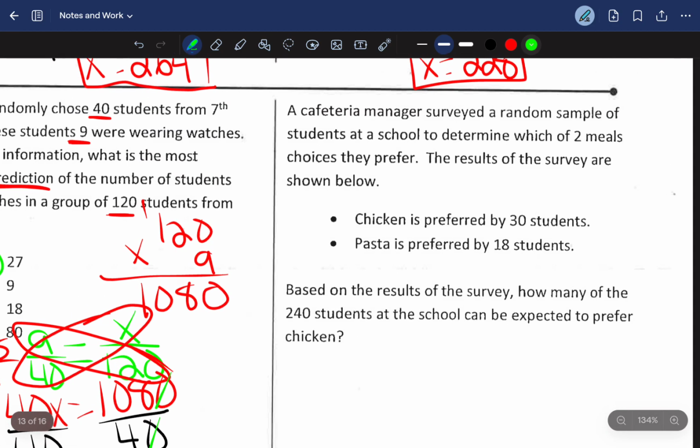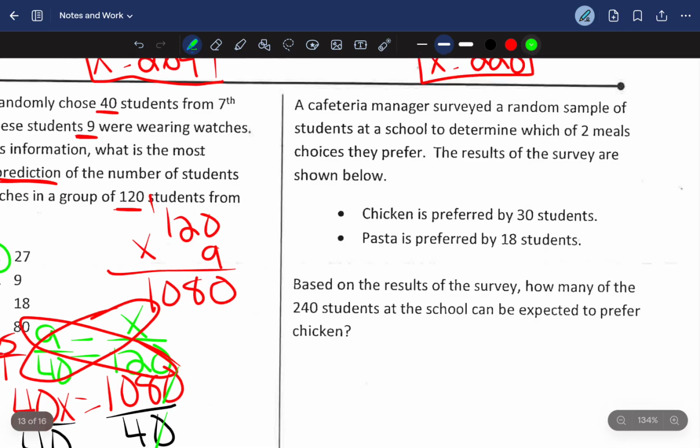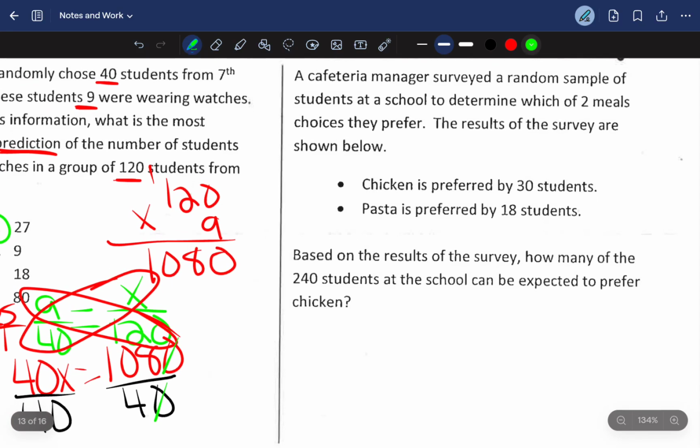Okay, next one. A cafeteria manager surveyed a random sample of students at a school to determine which of 2 meals they prefer. The results of the survey are shown below. Chicken is preferred by 30 students. Pasta is preferred by 18 students. Based on the results of the survey, how many of the 240 students at the school can be expected to prefer chicken?